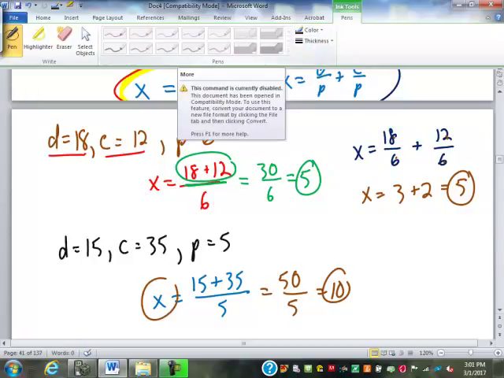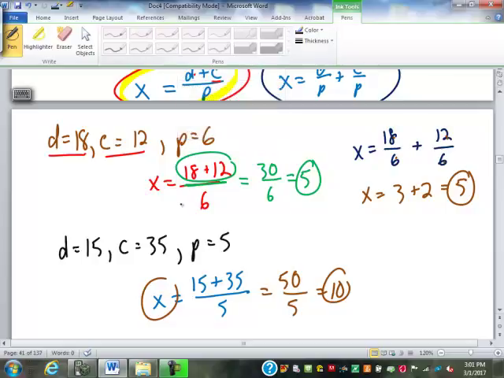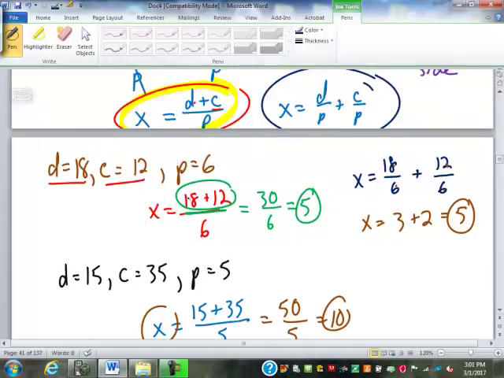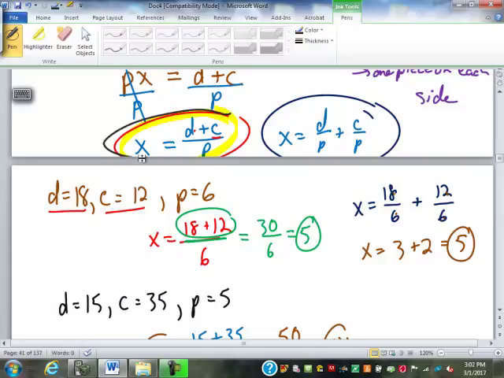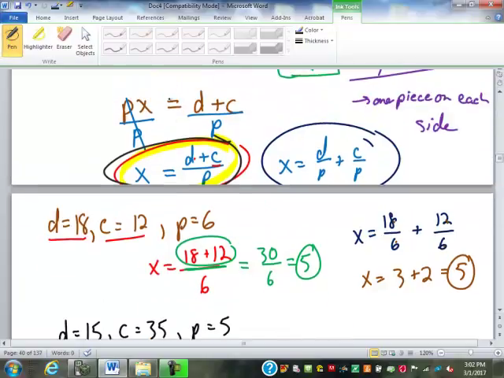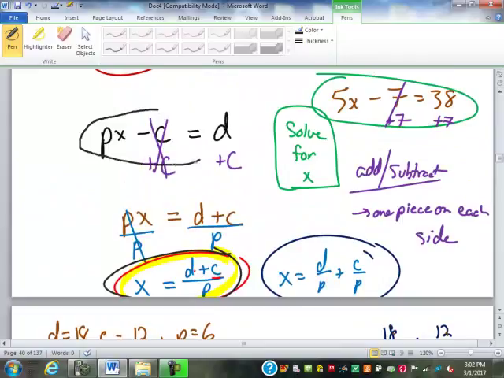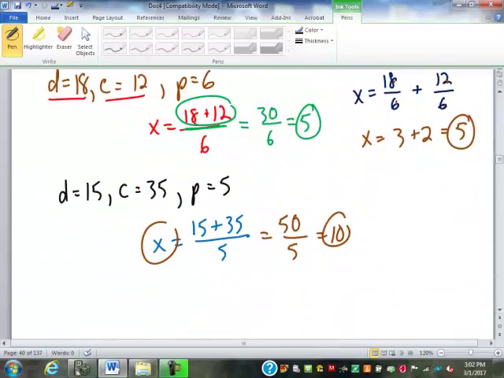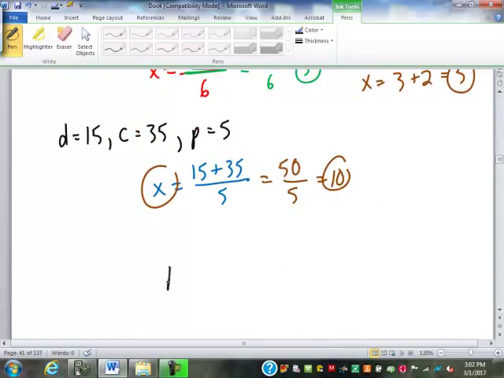So looking at that, once we have it solved in the form of x is equal to D plus C over P, it's relatively easy to plug in those numbers and get the result for x. Let's go back to the original form of this, Px minus C equals D, and see how much work that would be.